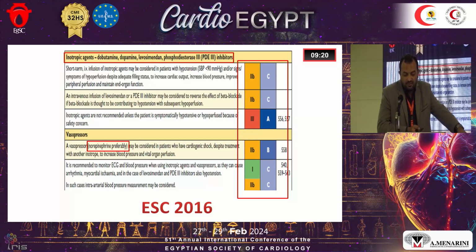But the intravenous infusion of levosimendan or phosphodiesterase inhibitors was essentially used to reverse the effect of beta blockers, if you want to use other receptors. But the studies still say inotropic agents are not recommended unless the patient is symptomatically hypotensive or hypoperfused. These are all very rough indications.